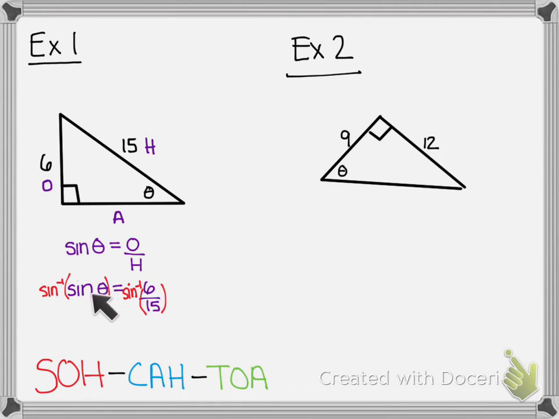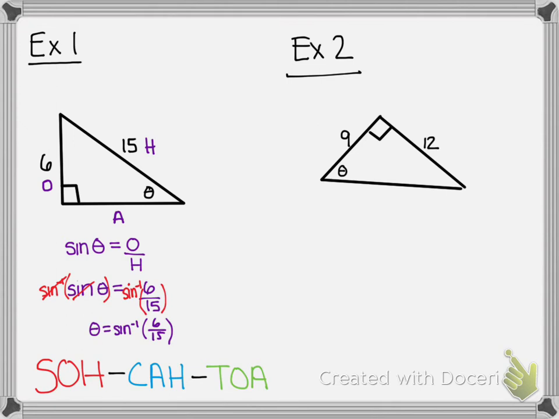So why is that helpful? Like, it looks like I just made it messier, right? Well, if sine inverse undoes sine, all we will have left on this left-hand side is theta. So that will cancel out. And theta will equal whatever in the world the sine inverse of 6 over 15 is.